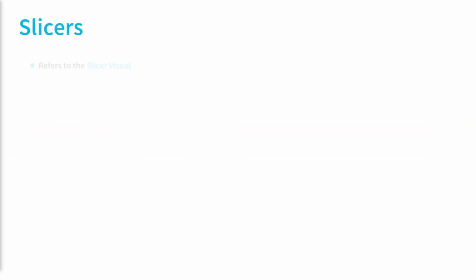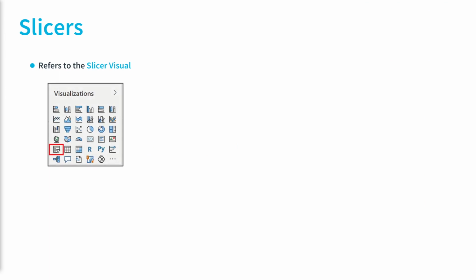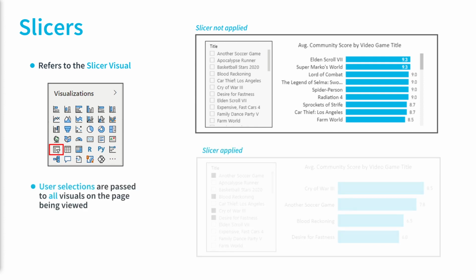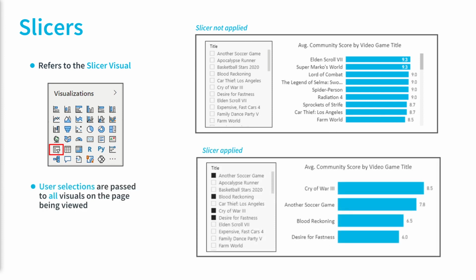Just to recap, slicers are very similar to filters, except they refer to a specific type of visual. You can add as many slicer visuals as you want to a report page, so that users can select all the options they want. Then, when users make a selection in the slicer, those selections filter the data on the page, including the different data visuals that you've created, as demonstrated in the second example here. Notice how only the selected video game titles are visible in the bar chart.